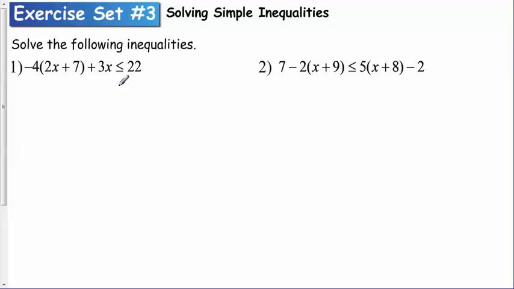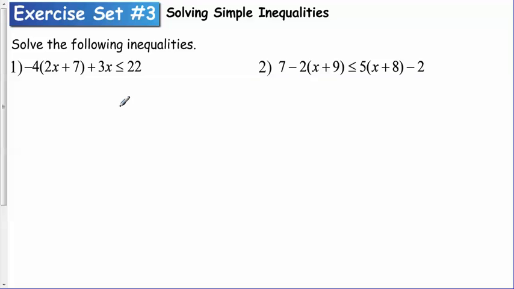Now that we're familiar with the approach for solving inequalities shown in the previous video, we are going to jump right into this exercise set, how to solve simple inequalities. So if I look at the first one, I have negative 4 times the quantity 2x plus 7 plus 3x is less than or equal to 22. You may look at this and be like, wait a minute, this is not simple, but it is.